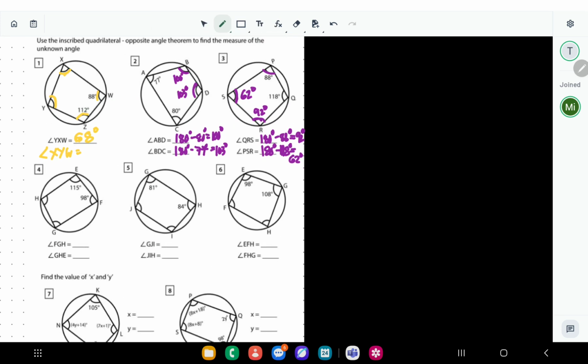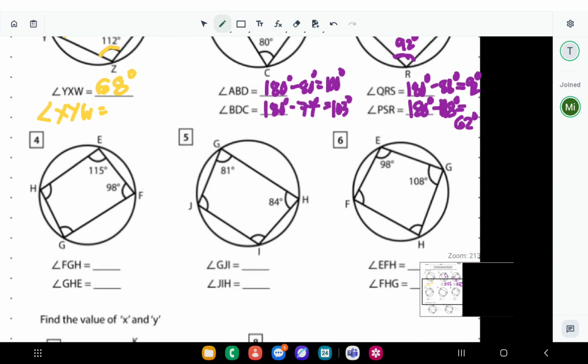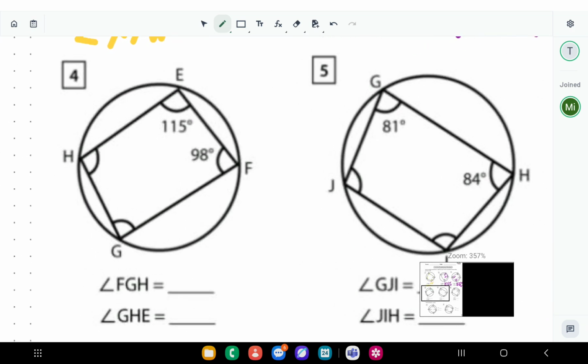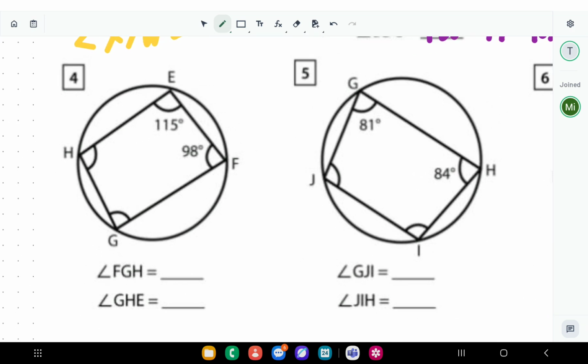Okay, no questions on the 3 problems? You understood those? Yeah, I think they're pretty similar, the rest of the problems. Okay, let's solve number 4.